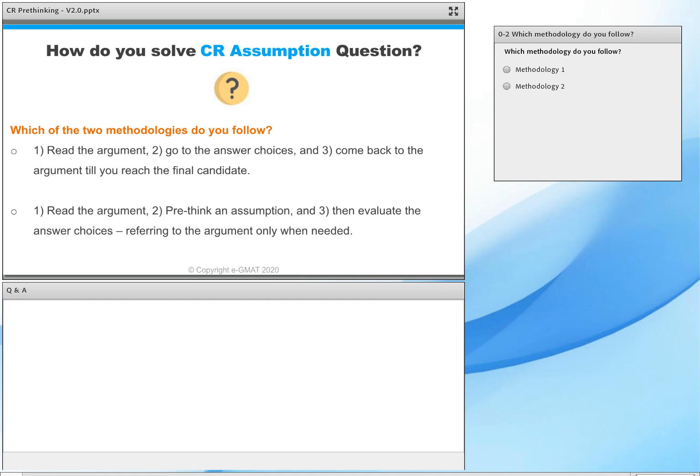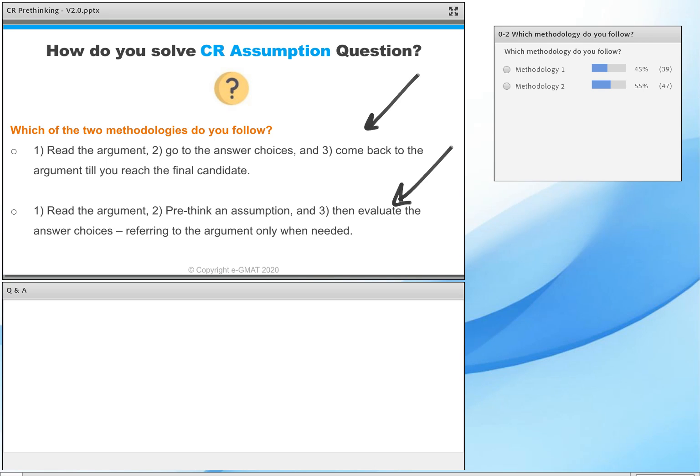Okay, let's get a few more responses. I have about 70-odd responses. Let's get a few more. 3, 2, and 1. Let me end the poll. Let me broadcast the results. So about 45% use what I call the back and forth methodology, and about 55% use the pre-thinking approach.